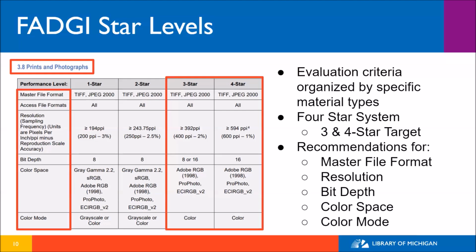The FADGI guidelines also include a helpful chart for file formats, resolution, bit depth, color space, and color mode recommendations for each of the material types. You can see even from this example that there is not one right answer. There are multiple options for file formats, resolution, bit depth, color space, and color mode. At the least, this helps you narrow down your choices into something a lot more manageable.